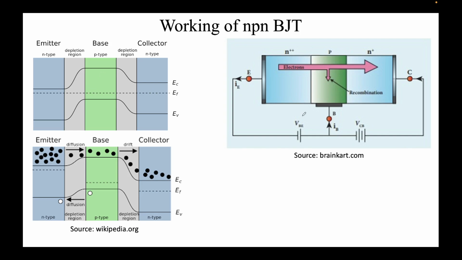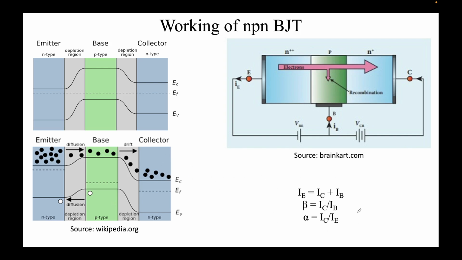However, when we bias in such a manner that the base-emitter junction is forward biased and the collector-base junction is reverse biased, a large amount of current will start to flow, which is being shown here. A large amount of electrons will diffuse from emitter to base when it's forward biased. Very few will recombine over here because the base is very narrow and low doped, and a lot of them will drift to the collector where they will be collected, and thus the circuit is complete and the current can flow.